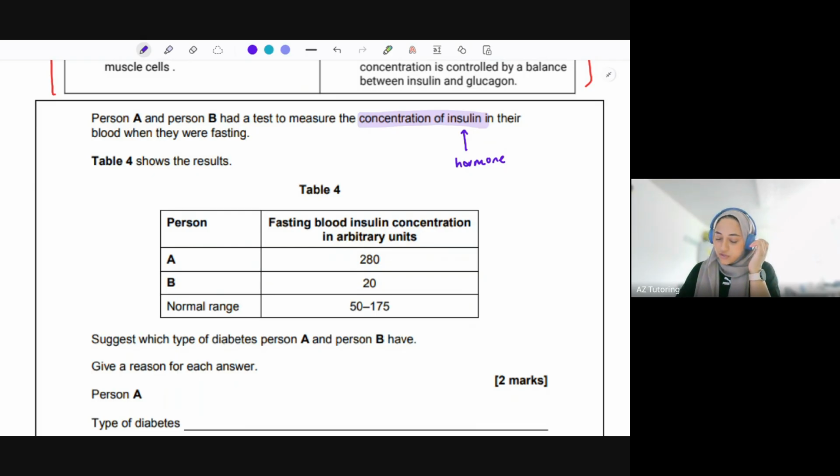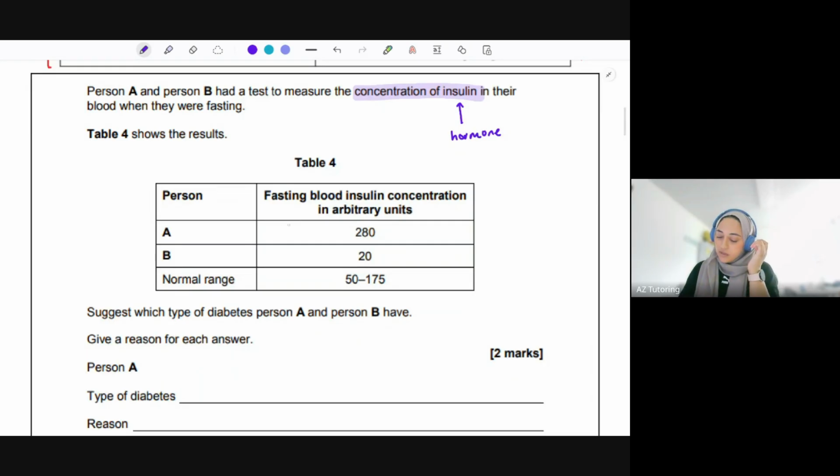Table 4 shows their results. So we can see with person A, they've got a very high blood insulin level. So it was quite, they tricked you really. Usually they ask you questions about blood glucose, but they're saying blood insulin here. So you can see here, person A has got quite a high concentration of insulin.